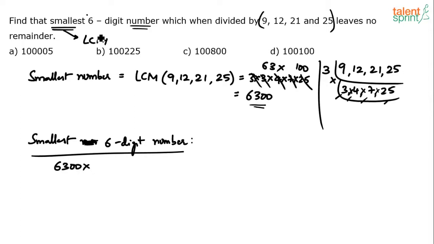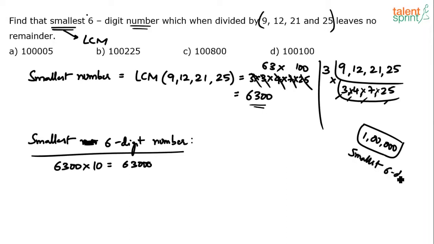So I don't have to go to that. We are looking at a 1 lakh kind of range, right? So 6,300 into, let's say, 10 is only 63,000. So it doesn't help, I have to go further. The smallest 6-digit number is 1 lakh. But the smallest 6-digit number which is divisible by these numbers need not be 1 lakh. It should be 1 lakh or something more than 1 lakh. So 63,000 does not work.